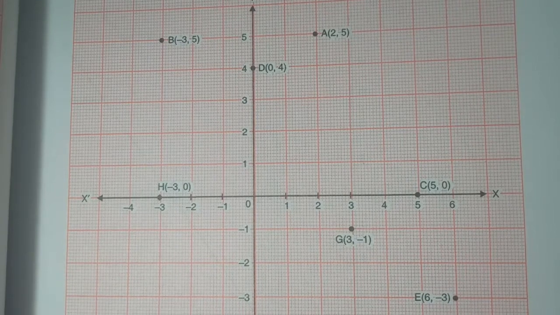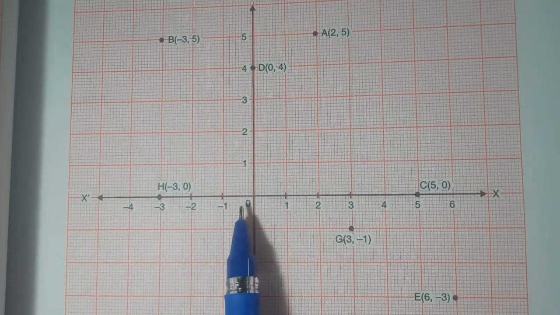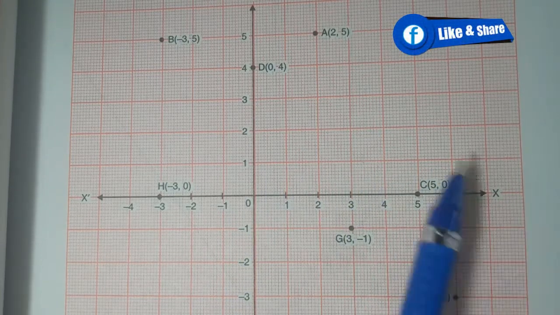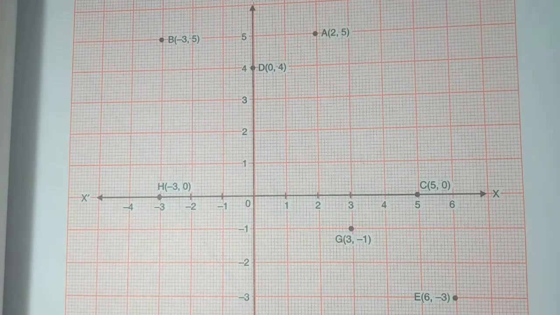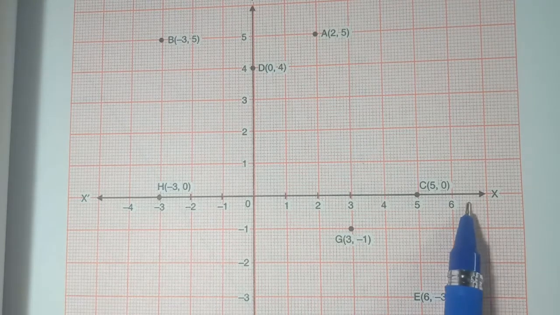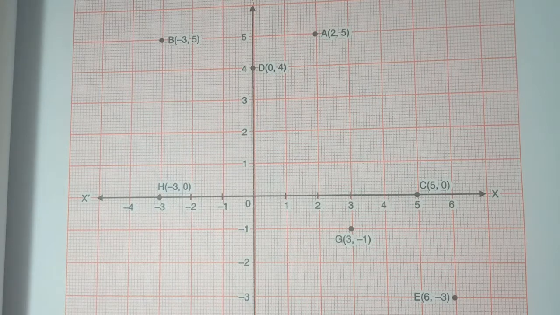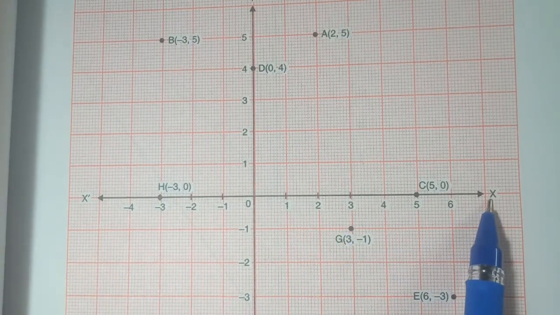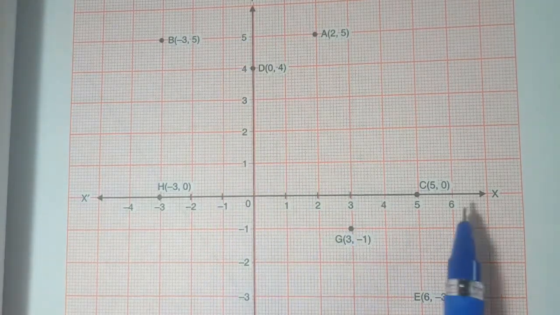Yes students, today we're going to learn about the coordinate plane. So first of all, what is a coordinate plane? The plane you are watching, this graph paper, is called a coordinate plane. Why is it called a coordinate plane? Because it contains two number lines, one horizontal and another vertical. The horizontal number line is called the x-axis and the vertical number line is called the y-axis.